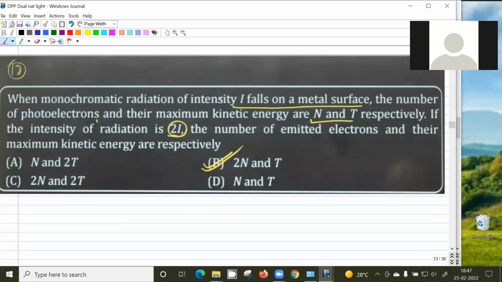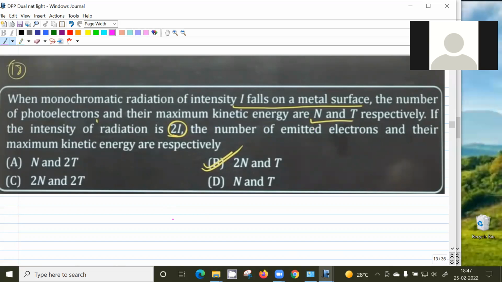Okay, when monochromatic light of intensity I falls on a metal surface, the number of photoelectrons and their maximum kinetic energy are N and T respectively. What is T? Maximum kinetic energy. The intensity of incident light is doubled to 2I. What are the number of electrons and the maximum kinetic energy respectively?